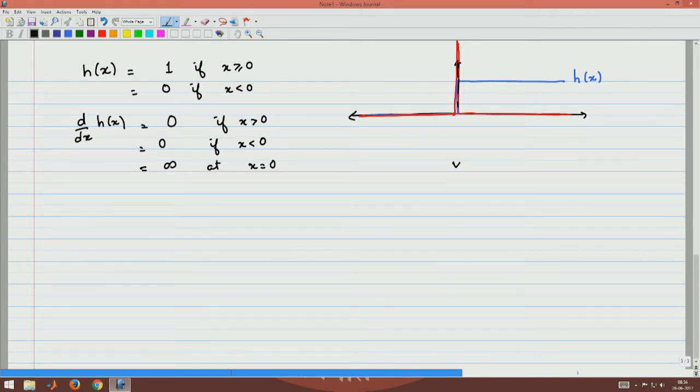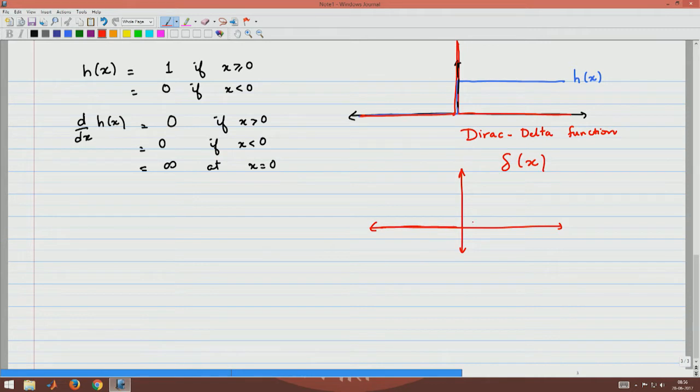Now let me call this function, in red, it is known as a Dirac delta function, or simply a delta function sometimes. It is denoted by the symbol delta of x. So what does delta of x look like? If I plot it, it is 0 everywhere and it has a spike here and again it is 0. So it is sometimes called a spike function.